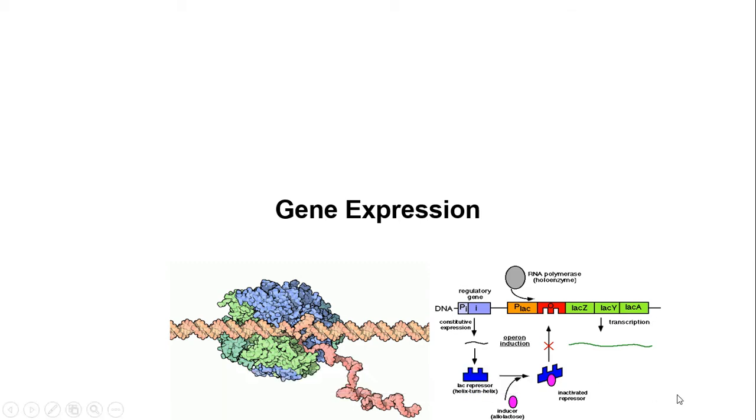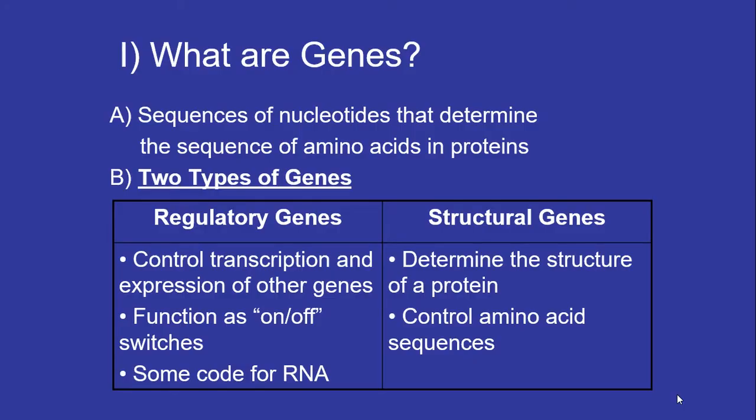Okay, AP Bio. So we're going to take a look at gene expression now, and specifically we're going to look at different types of genes, how they're regulated, how they're controlled, and the mechanisms behind ensuring that we produce protein when we want to and when we need to. So just a quick recap of what genes are.